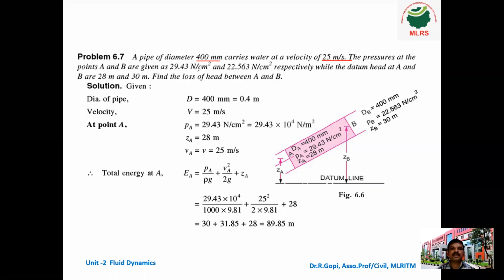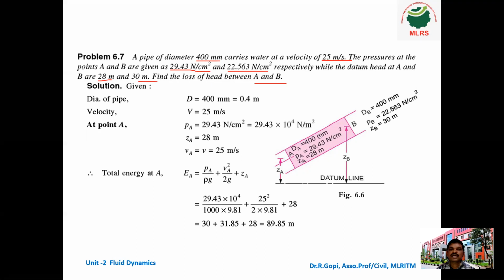At A point, the pressure is 29.43 Newton per centimeter square, and at B point 22.563 Newton per centimeter square respectively, while the datum heads at A and B are 28 meter and 30 meter. Okay. So at point A it is 28 meter and point B 30 meter. So it lies in an inclined manner. Okay. Point A is at a lower level, point B is at a higher level. Okay. Find the loss of head between A and B.